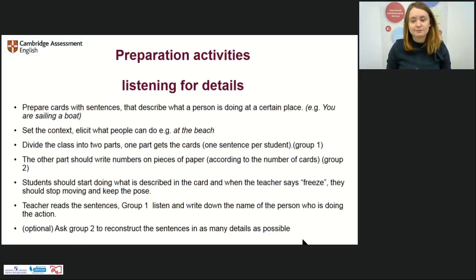The other group gets a piece of paper with numbers, and they have to observe their classmates and reconstruct the details, the sentences in as many details as possible. So first they have to guess what the person is doing. Of course, there should be some context, but they have to guess what the person is doing, and they have to be able to reconstruct it. Again, as many details as possible. Okay.